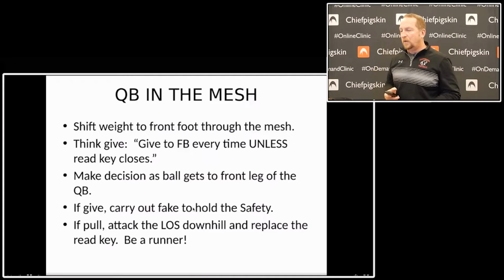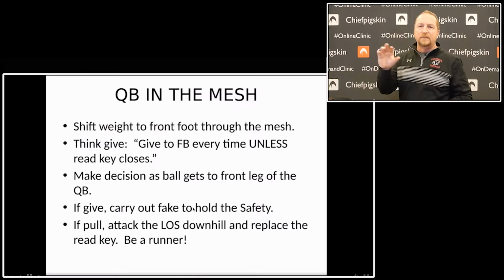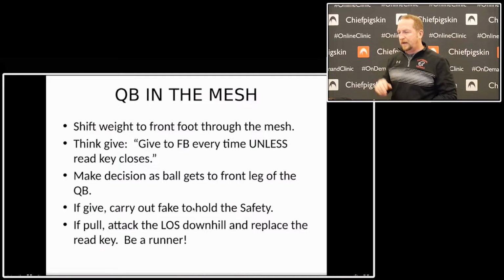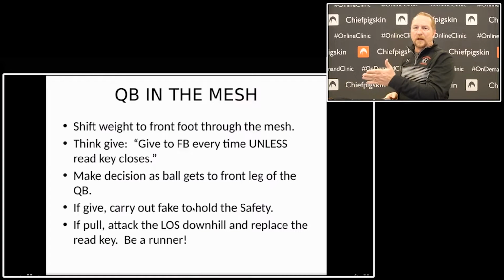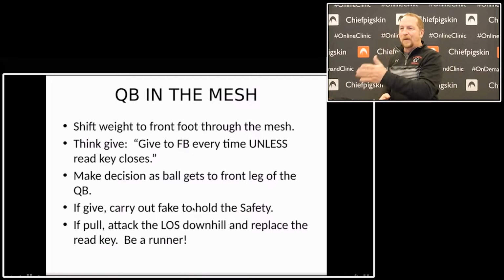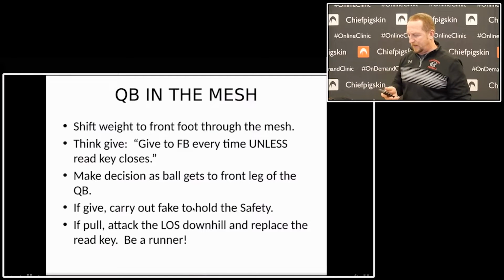If it's a give, we want the quarterback to carry out the fake to be able to help hold the safety. You're going to have a lot of times where that safety is going to be keying that mesh, and if he sees the quarterback pull, he's going to run out of there a little bit. If it is a pull and he's got the ball, we want him to be able to insert, and the term we use is replace the read key. So the read key is closed. We want him to insert into the line of scrimmage, replace that guy in a downhill method. We want him to be a runner.